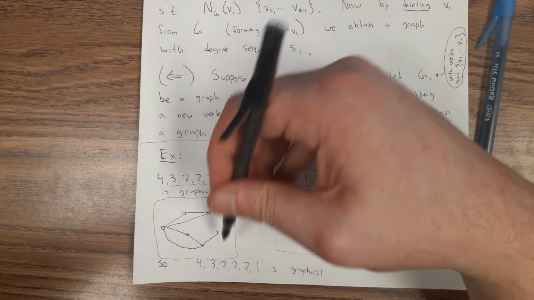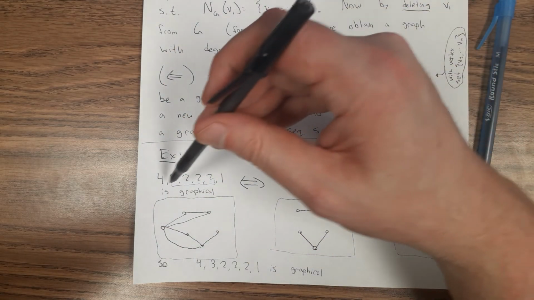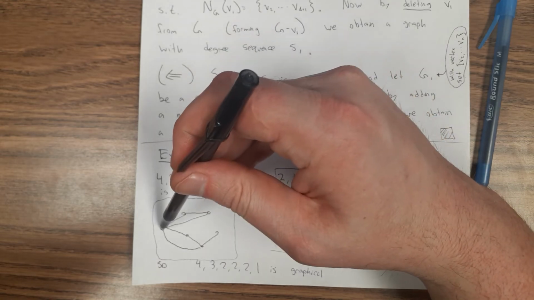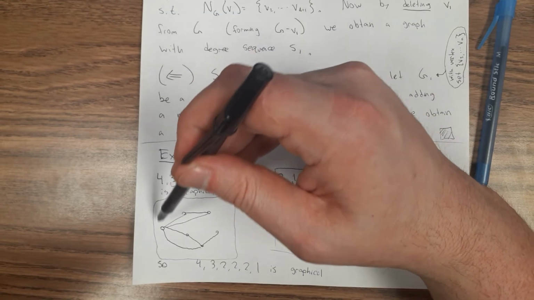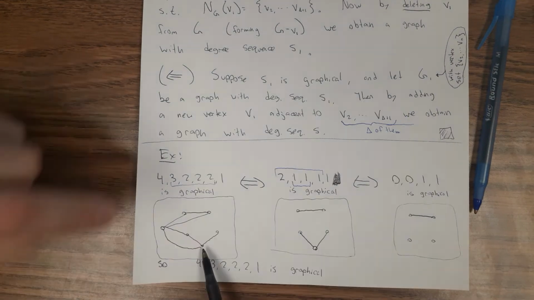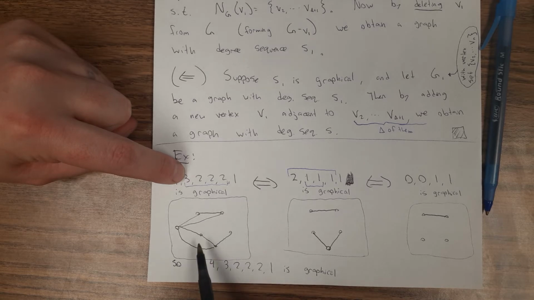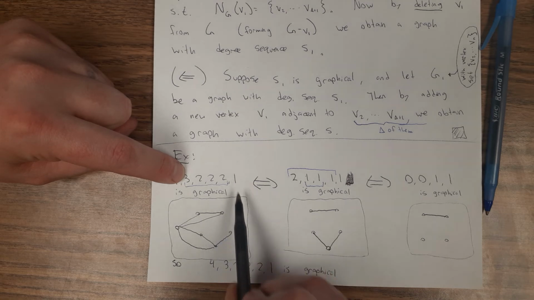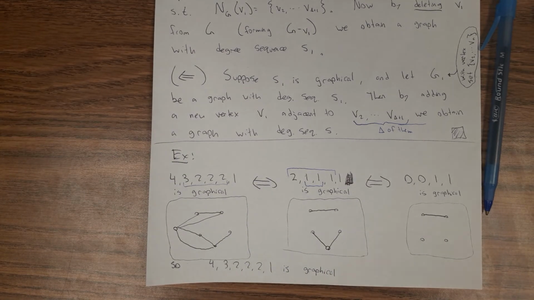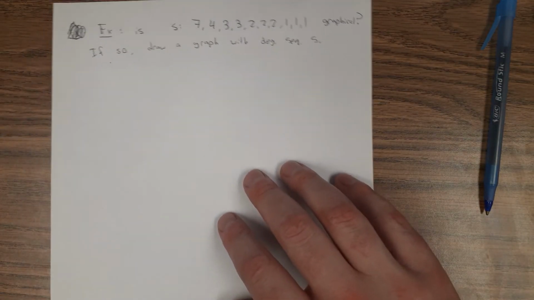And this graph has a degree sequence. Let's see. This one is the degree 4, of course. This one is the degree 3. Then I should have 3 vertices of degree 2. There's this one, and this one. And then there's a vertex of degree 1. Okay.